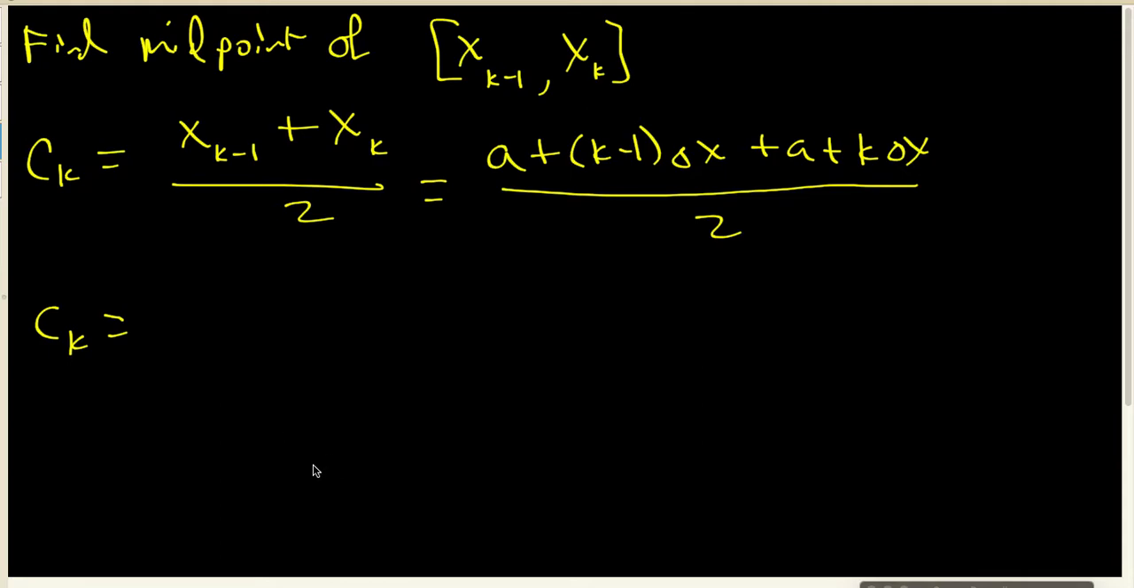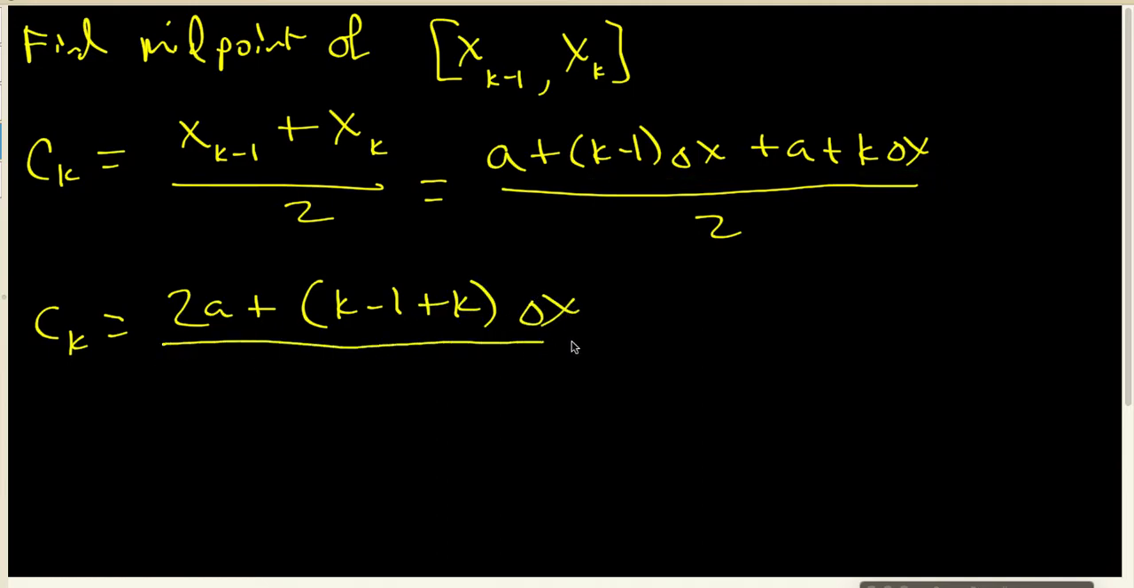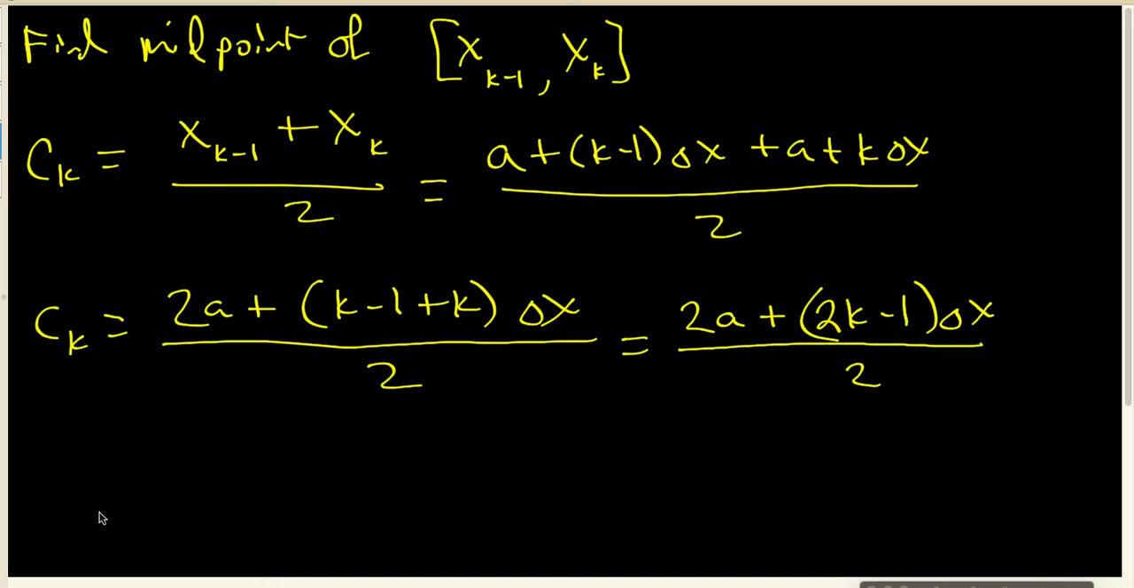So now it's time to do some algebra. We have an a there, we have an a there, so what we've got is 2a, and then we've got k minus 1 times delta x plus k more times delta x, so we have k minus 1 plus k times delta x, and we do still have to keep our denominator around. Now, I've got 2k minus 1 inside that set of parentheses, so I'm looking at 2a plus 2k minus 1 times delta x all over 2.